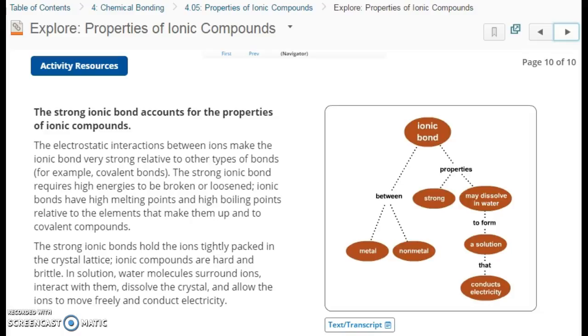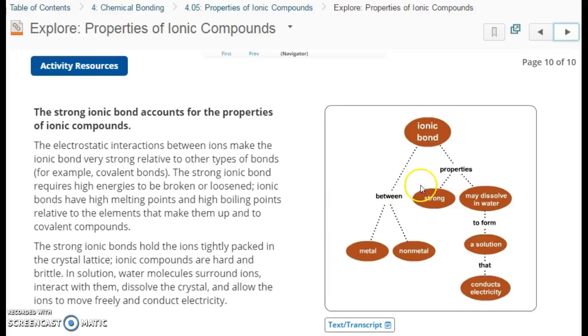The strong ionic bonds hold the ions tightly packed in a crystal lattice. Ionic compounds are hard and brittle, which means that they are going to break instead of bend. In solution, water molecules surround ions, interact with them, dissolve the crystal, and allow the ions to move freely, which therefore is going to be the conducting of electricity.